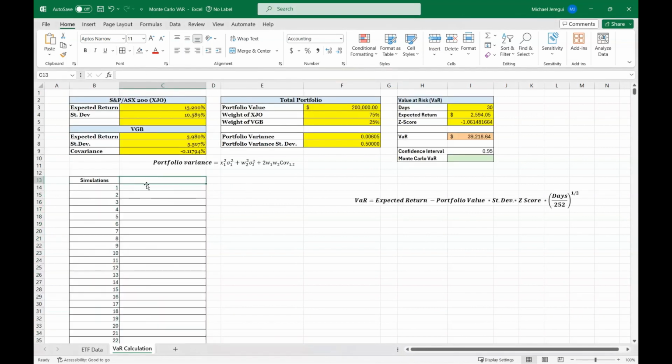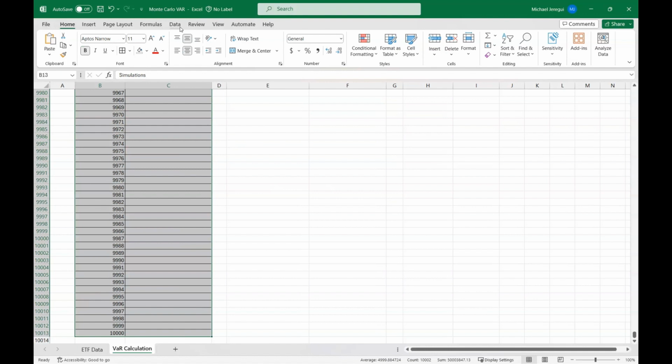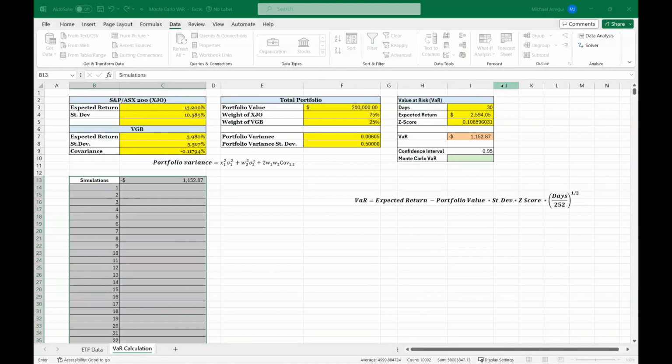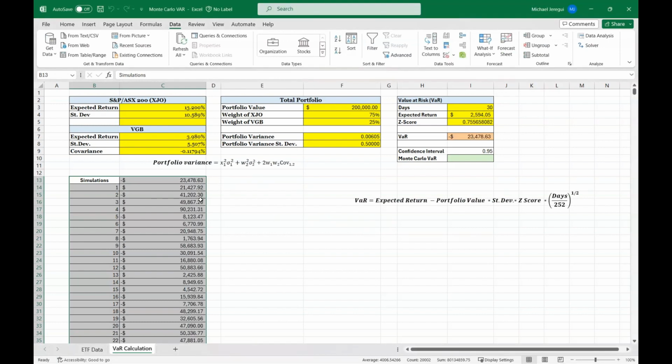Okay. So in this box here, we click on the value at risk and click enter. And to do the simulation, we highlight these two boxes, go to Data, click on What-If Analysis, click on Data Table, and then in the column input cell, you can just click anywhere, and this will trick the What-If Analysis to make those 10,000 generations.